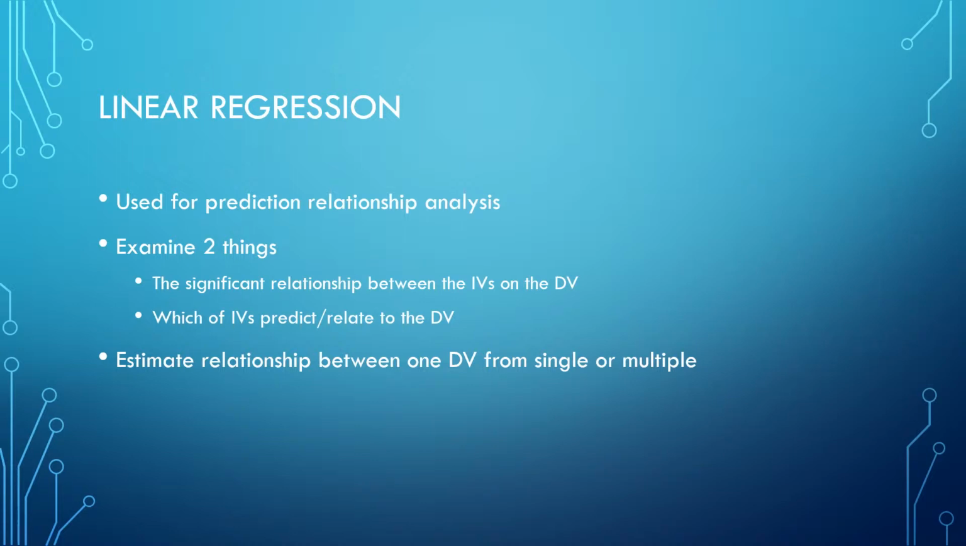Now, the estimates of the relationship is typically going to be on one dependent variable, and there are different types of regression analysis. So there can be a single linear regression or a multiple linear regression.